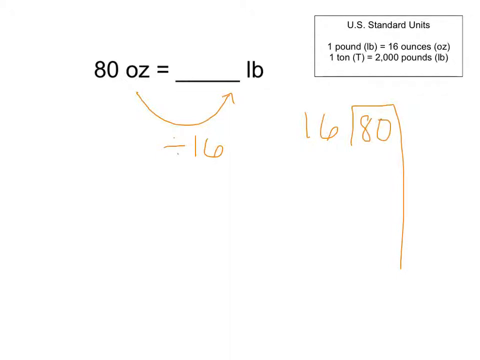And I know that if I did 10 groups of 16, that would be 160, which is way too big. But half of 10 is 5, and half of 160 is 80. So 5 groups is 80 even. And that's an easy way for me to subtract, and there's 0 remaining. So what that tells me is that 80 ounces equals 5 pounds.